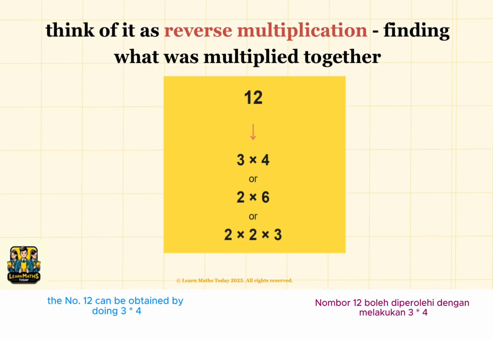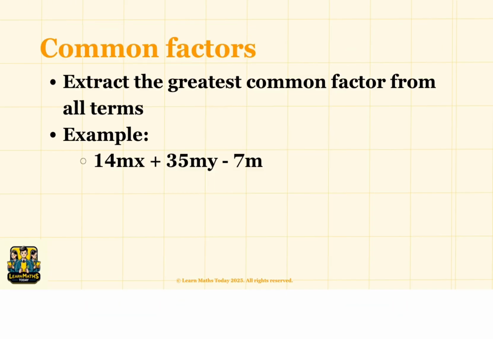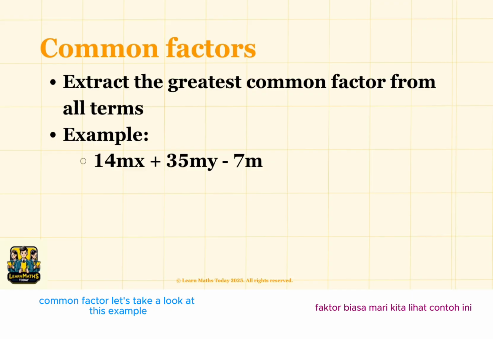The number 12 can be obtained by doing 3 times 4, 2 times 6, or 2 times 2 times 3. The easiest method is to take out the greatest common factor. Let's take a look at this example, 14mx plus 35my minus 7m.